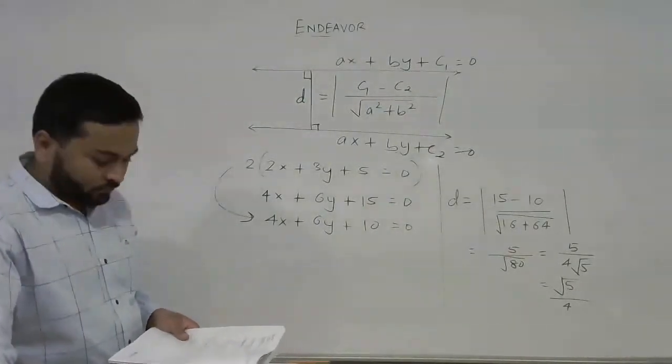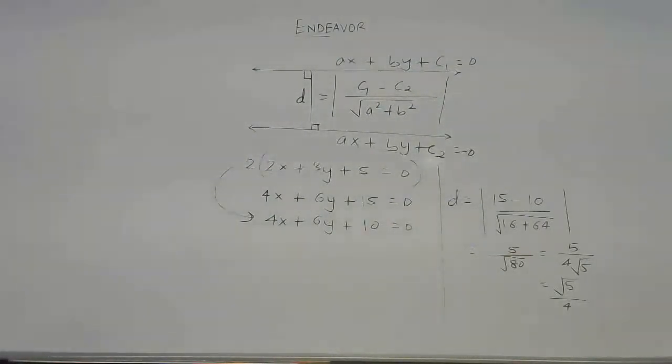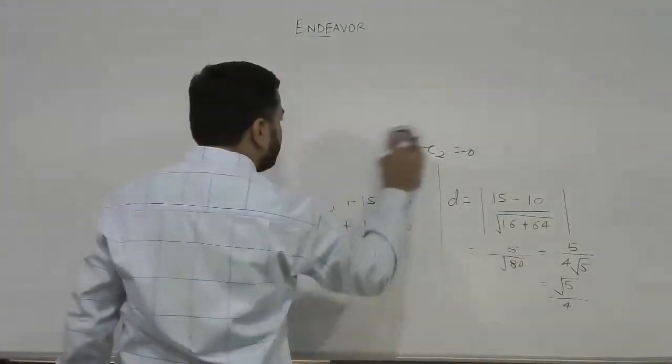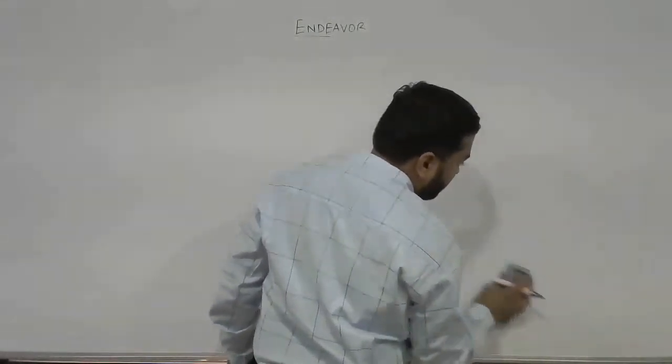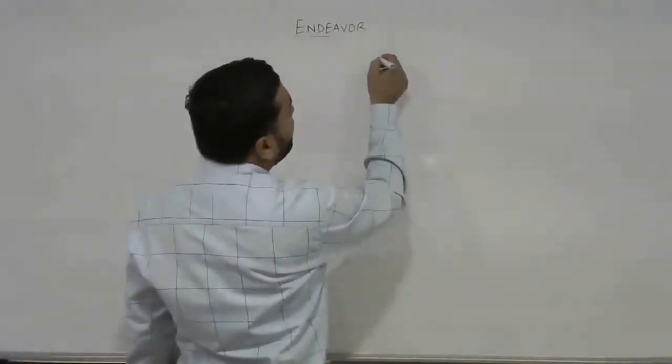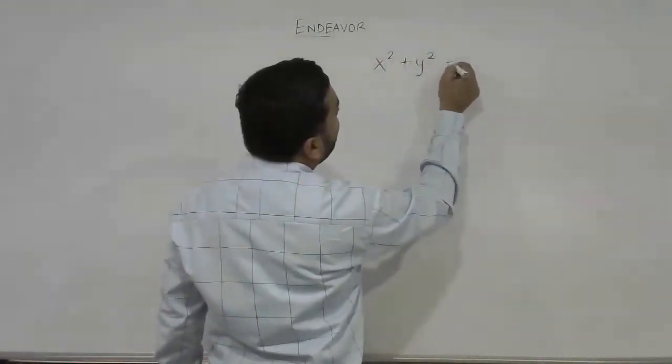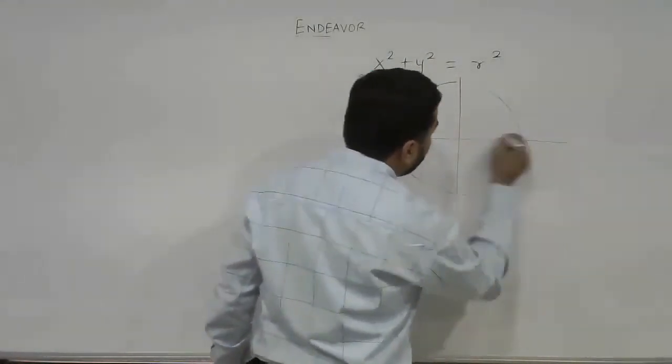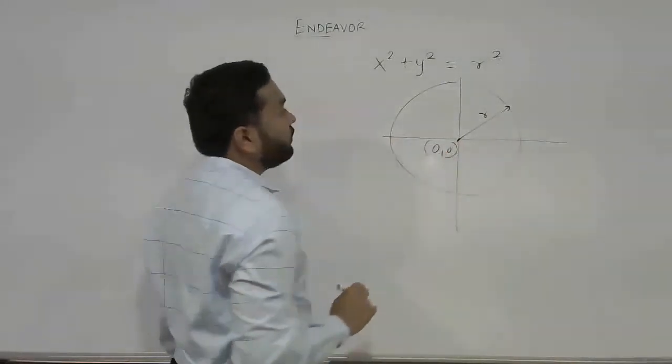We'll move ahead with the equation of a circle. Okay, so let's move ahead with the equation of a circle. x square plus y square is equal to r square. This circle is passing through origin with the radius r. It is passing through 0, 0.